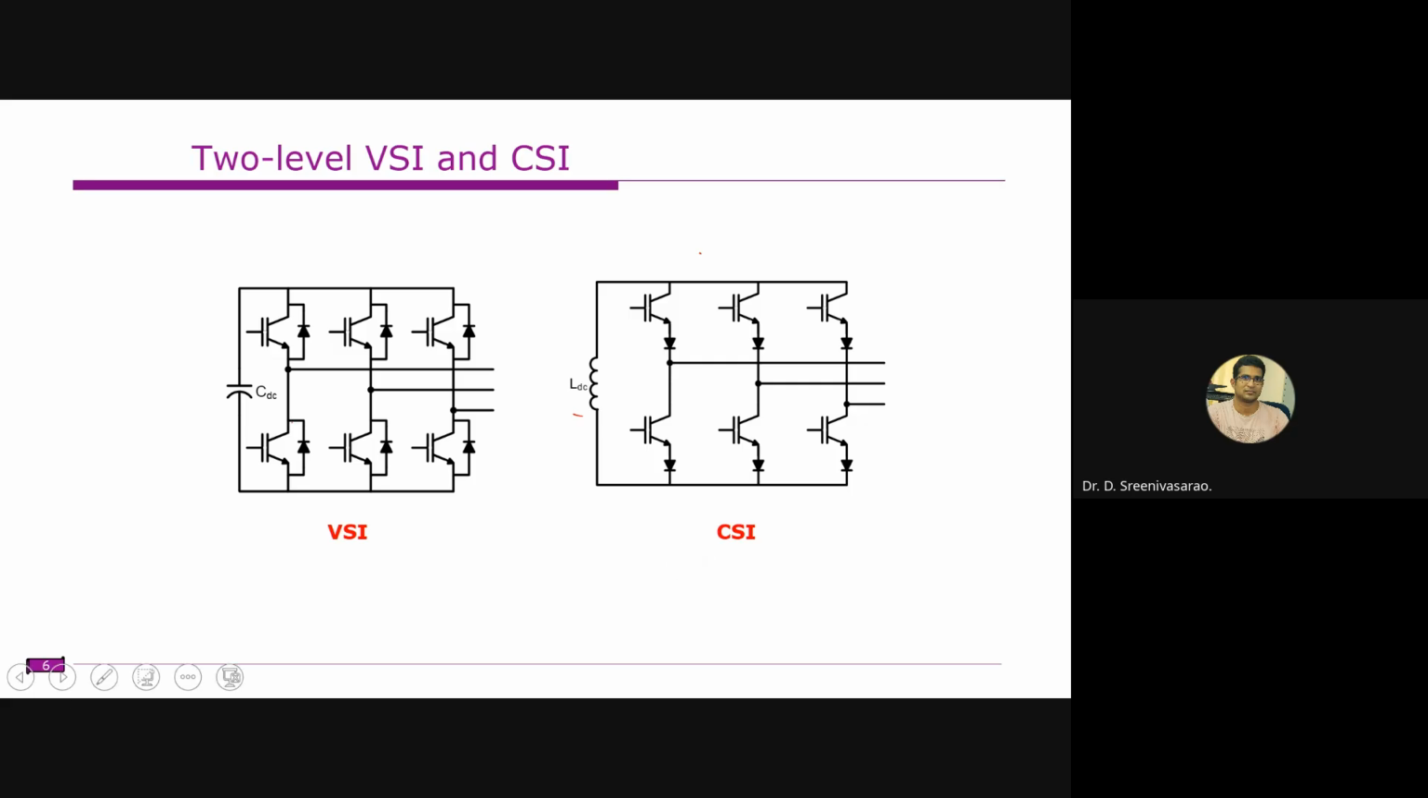So what we concluded is that the voltage source inverter is well matured, and compared to the current source inverter the losses are less. Therefore, in most of the applications nowadays we are using only voltage source inverters.